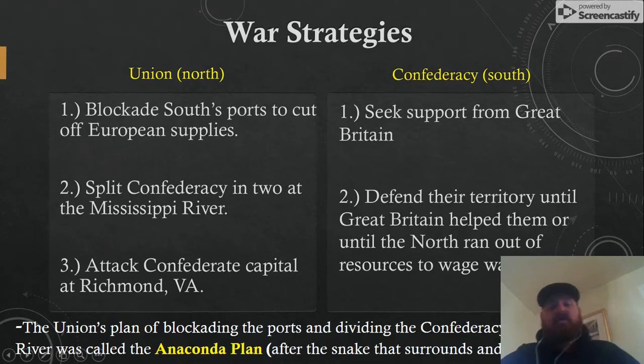Okay, and so you had the Union's threefold plan, and the Confederacy's twofold plan. Okay, to break it down, the Union wanted to choke out the South like an anaconda, so it's called the Anaconda Plan. The Confederacy just wanted support from Great Britain. They were just waiting for a bailout, waiting for Great Britain to come on in and take care of the North for them, or to help them take care of the North.